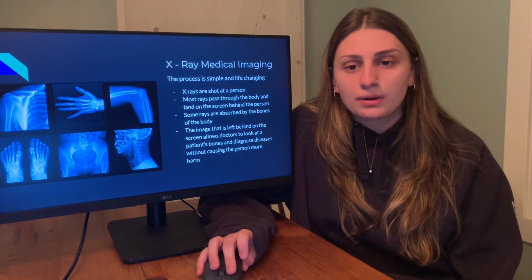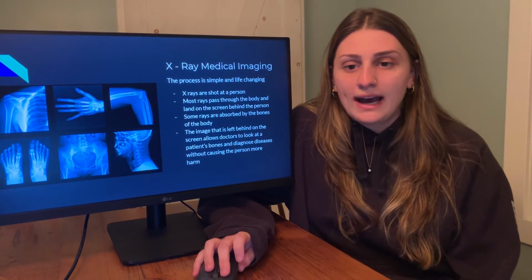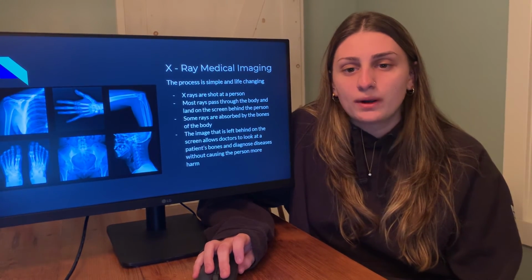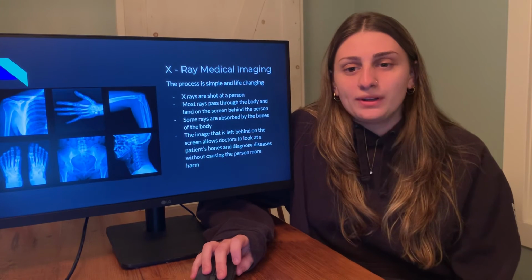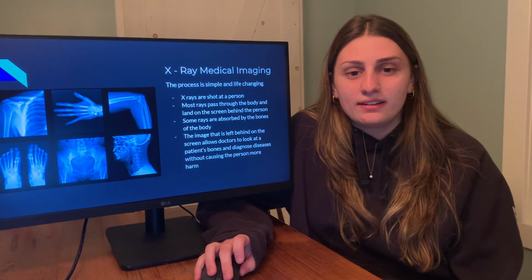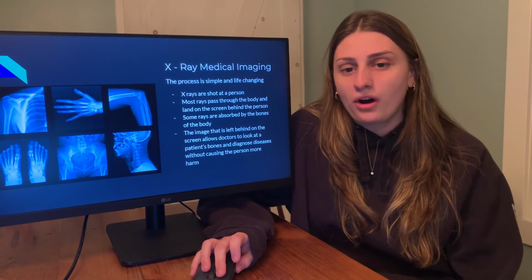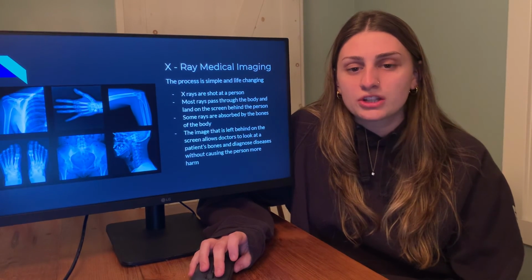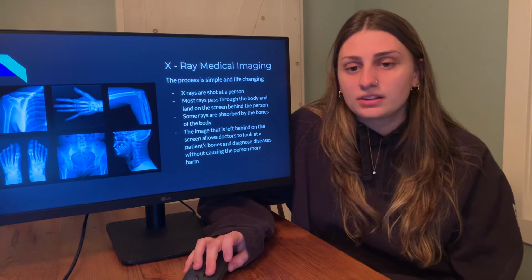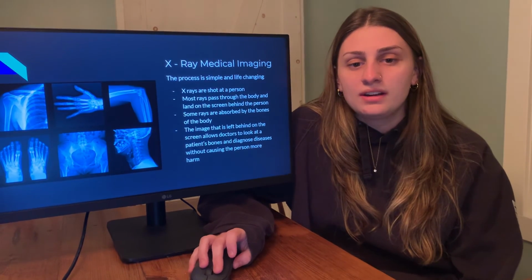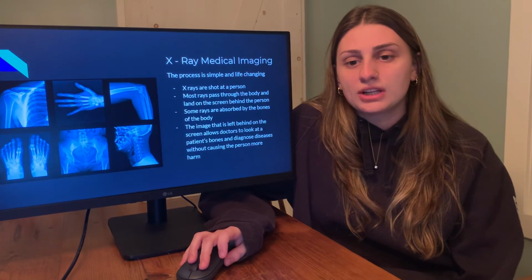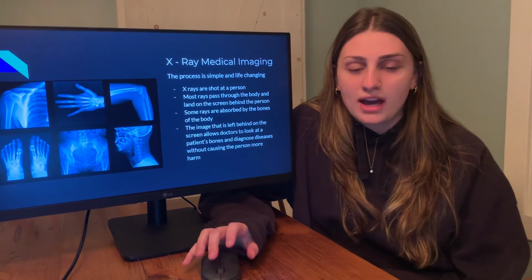However, calcium in our bones has very large atoms that can absorb X-rays. So when a wave comes in contact with a bone, it does not pass through the body, and that difference is noticeable on the screen. The screen then becomes an image of the person's bone structure, which allows doctors to diagnose problems with the bones quickly and without causing more damage. Since its discovery, X-ray imaging has likely saved millions of lives.